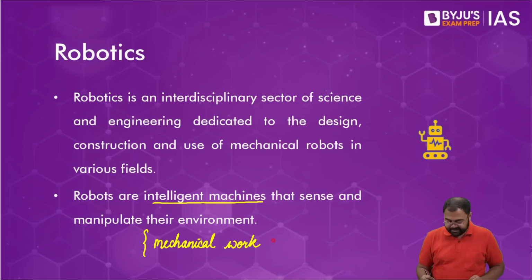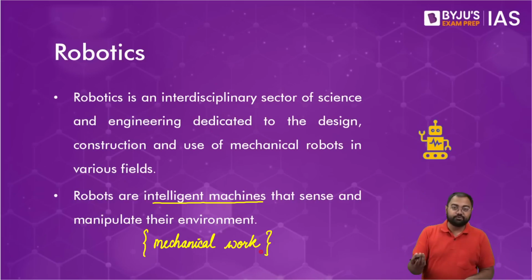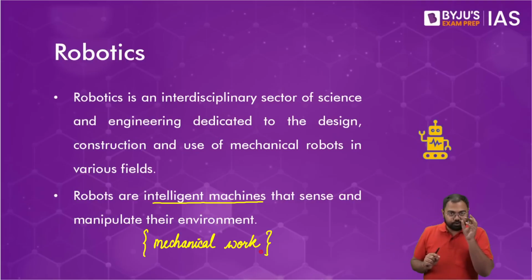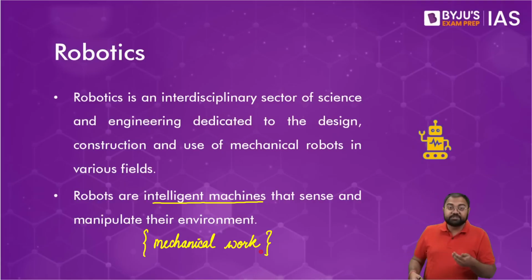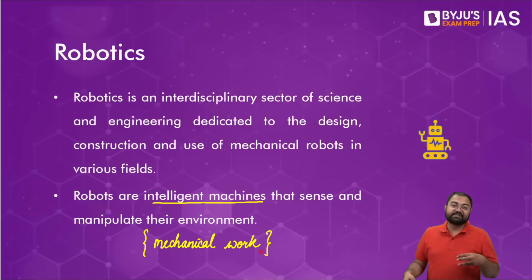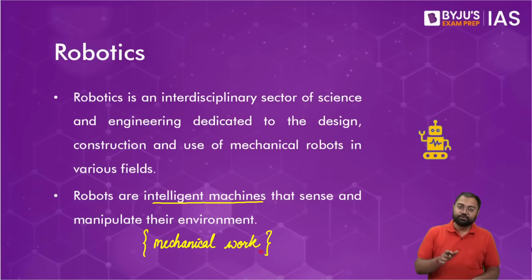When we say mechanical work, the meaning is something that is associated with some kind of movement, maybe placing something from one place to another, or maybe movement from here to there, or maybe doing something in an assembly line. Whatever it is, some kind of mechanical work. So a robot is a machine that will be able to do some mechanical work based on the inputs it has received. That is what a robot is, and that's why the branch of science and technology related to the working of robots, the engineering and the design of robots, is called robotics.